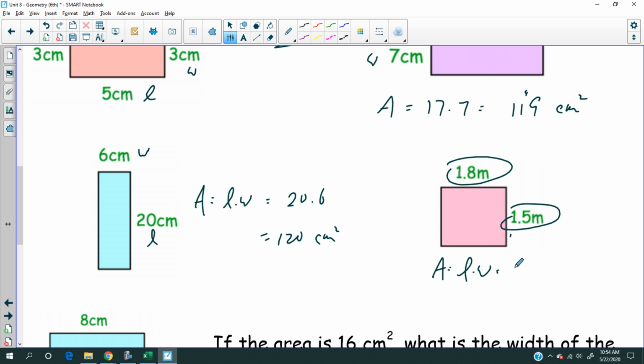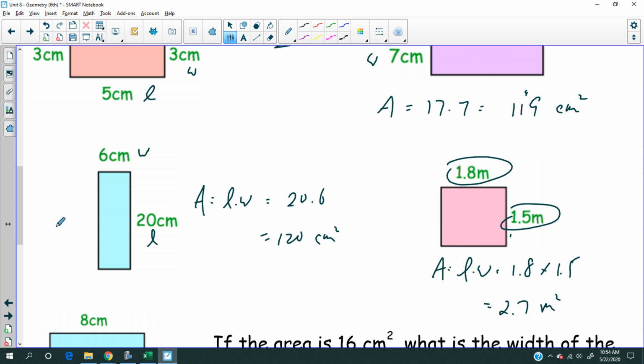Okay, so let's see, what is it? 1.8 times 1.5. What is that? Well, let me use my calculator. 1.8 times 1.5, 2.7. Okay, all right. 2.7 meters squared. Okay, now I have 2 more questions to show you, and then we're done for the day.